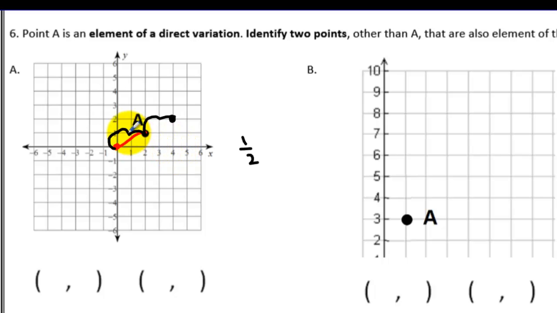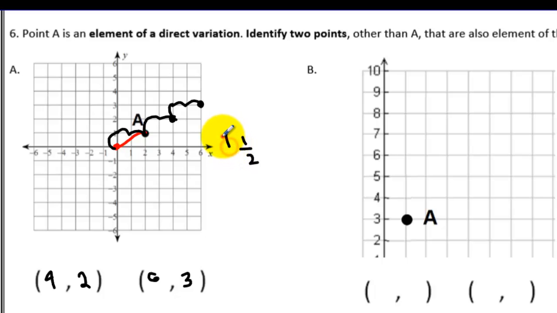We'll be able to identify another point that is an element of this direct variation. So this is 4, 2. Let's do it once again. Go up once, run twice to the right. So this point is also an element of this direct variation, which is 6, 3.